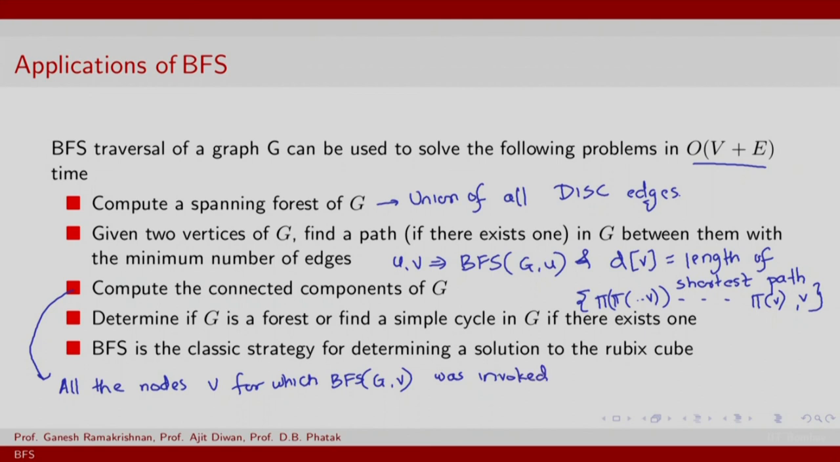You could also determine if G is a forest, and if not a forest, find a simple cycle in G if there exists one. This is not very difficult if G is undirected, but becomes messy with breadth first search if G is directed. And I leave this as a homework problem. But there are other ways to detect the existence of cycles in a graph. This we will discuss in the context of DFS, depth first search, which is a natural choice for finding a cycle.